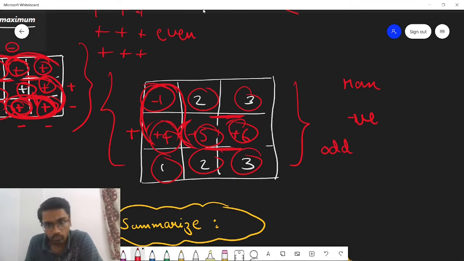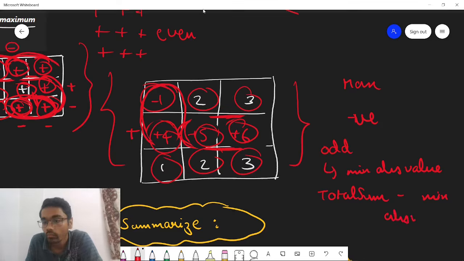So what you will be taking care of is the minimum absolute value. Whatever minimum absolute value you have, you will subtract it from the total sum. So total sum minus minimum absolute value. But this is also not the actual case.